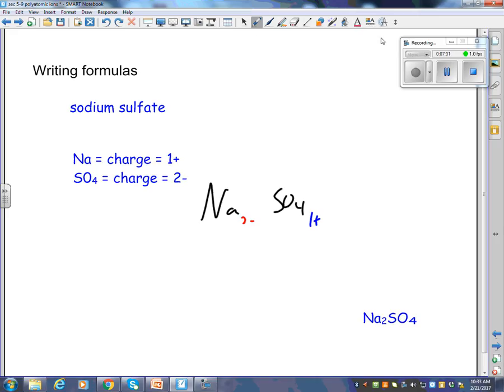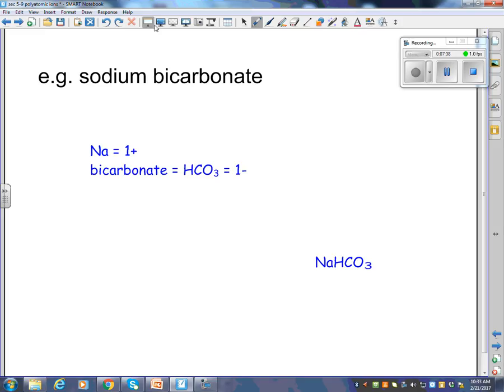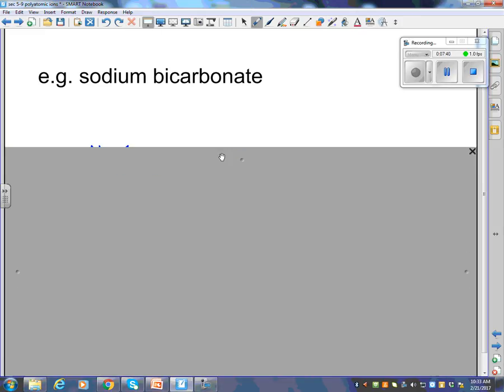Should we try another one? We probably should. Do you have it there? Sodium bicarbonate. That's the baking powder, baking soda. They put it in baking cupcakes and muffins and cakes. It's in there to produce gas because it mixes with acids and creates the bubbles and makes your cake nice, soft, and fluffy.